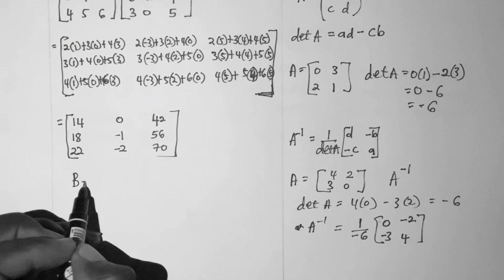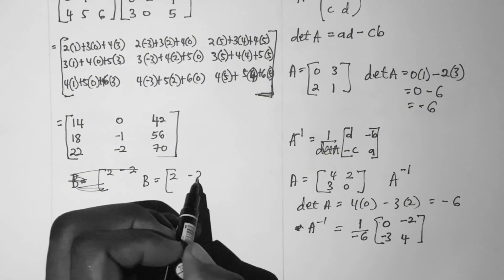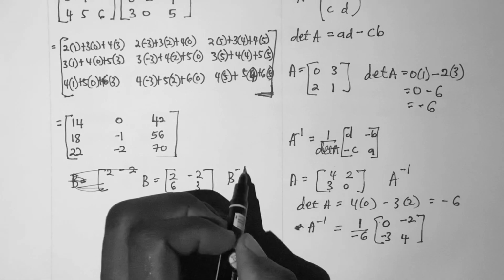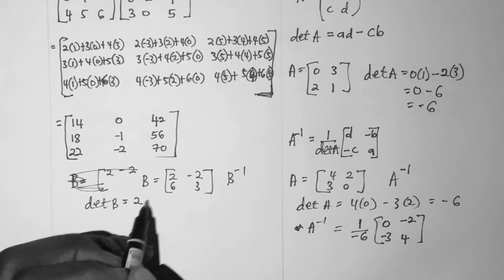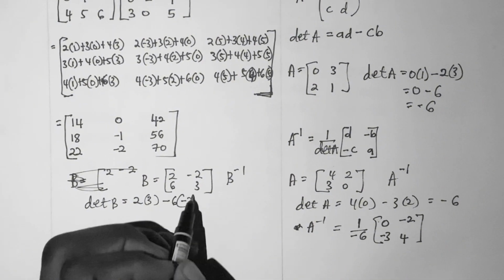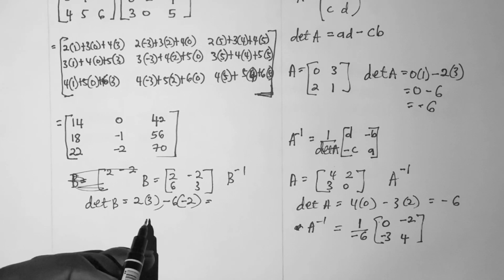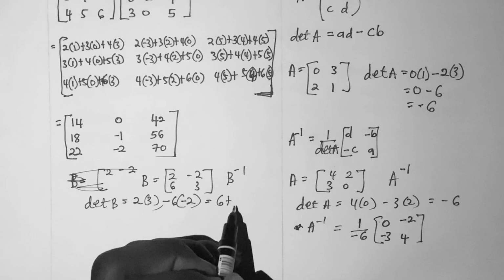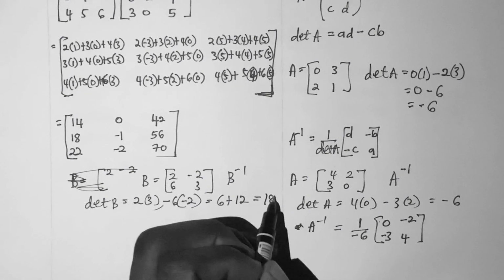So let's assume we have been given B. So B is equal to 2, minus 2, 6 and then 3. Find B inverse. So let's find the determinant of B. That is equal to 2 times 3, then minus 6 times minus 2. And this is equal to 2 times 3 is 6, then minus 6 times minus 2 will give us plus 12. And then 6 plus 12 is equal to 18.